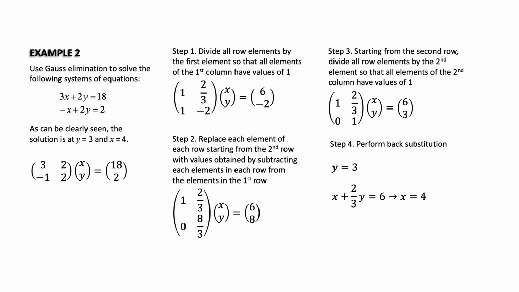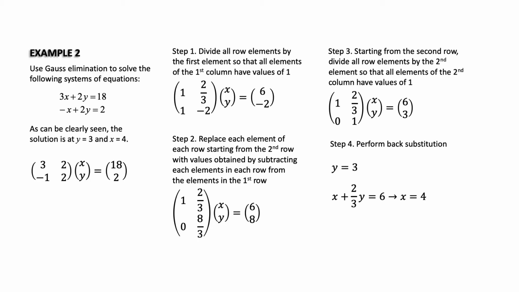Let's use Gauss elimination to solve the same system of equations as previously discussed. 3x plus 2y equals 18 and minus x plus 2y equals 2. First, we rewrite these 2 equations in matrix notation. So we have 3, 2, minus 1, and 2. And then the x and y are your unknowns. 18 and 2 we write on the right-hand side of the equation. So this becomes 3x plus 2y equals 18 and negative x plus 2y equals 2.